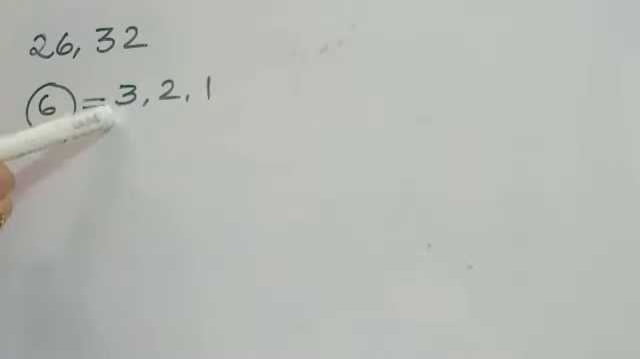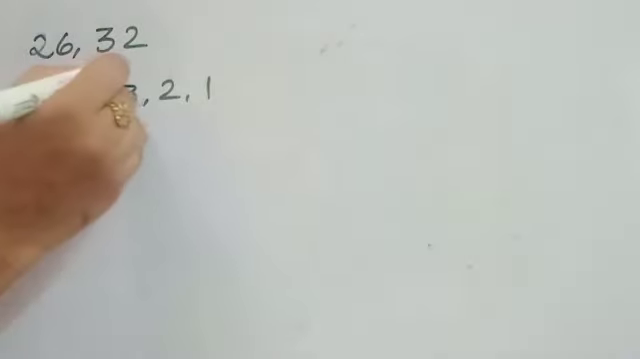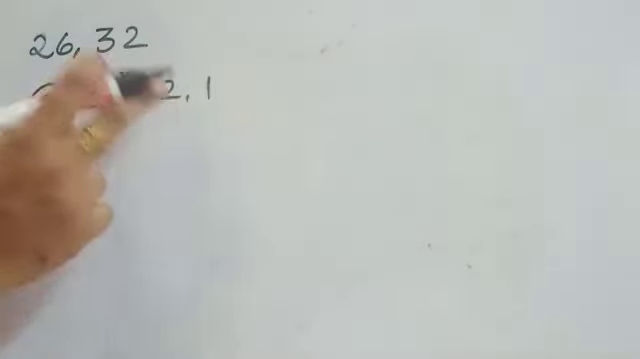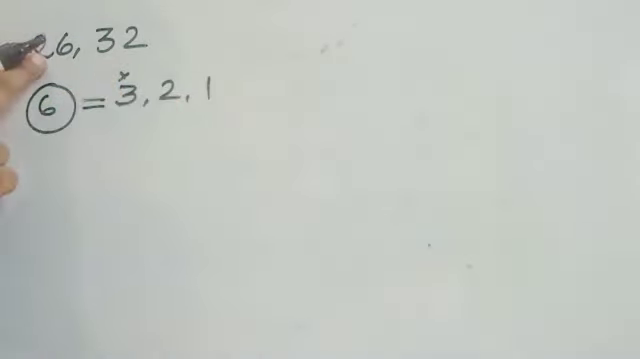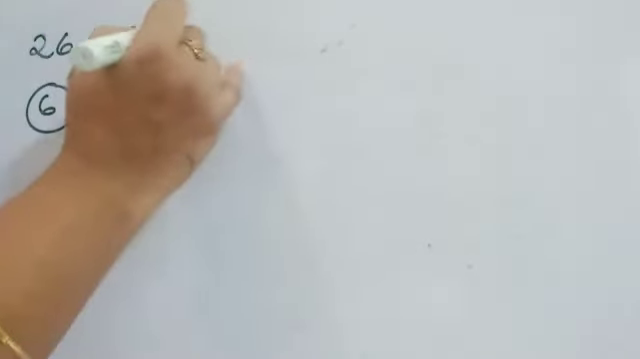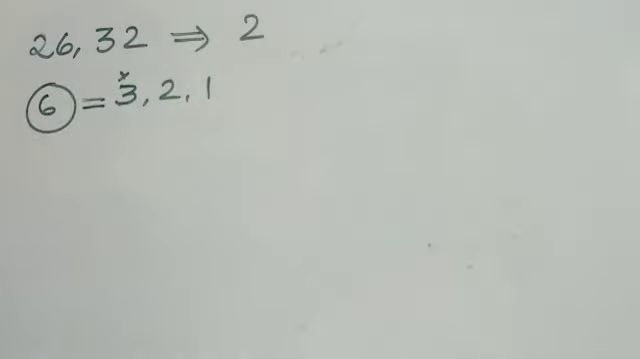Now check whether 3 is a divisor of 26. No. So we can exclude this 3. Now just check the next factor, 2. Is 2 a divisor of 26? Yes. Is 2 a divisor of 32? Yes. So we can conclude the HCF as 2 for these two numbers.